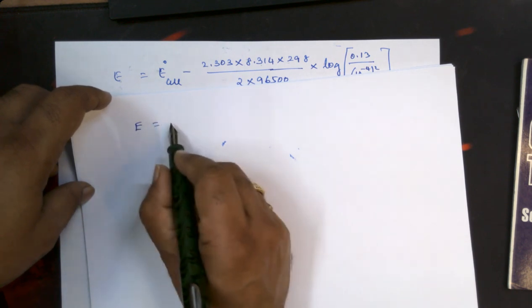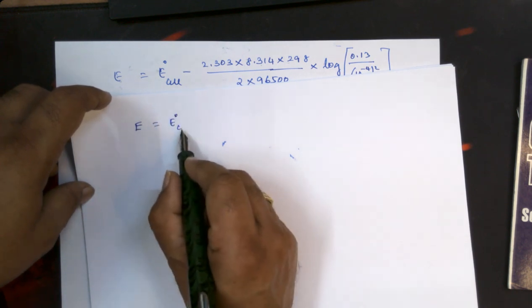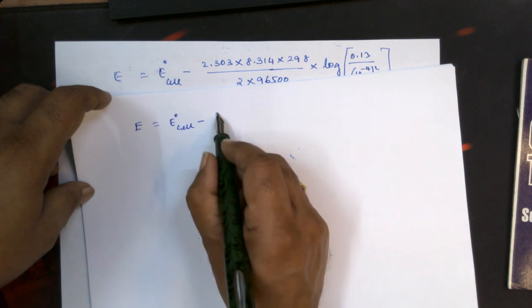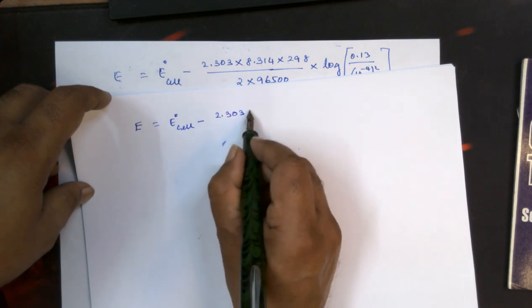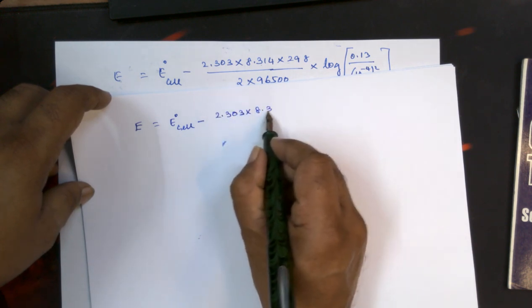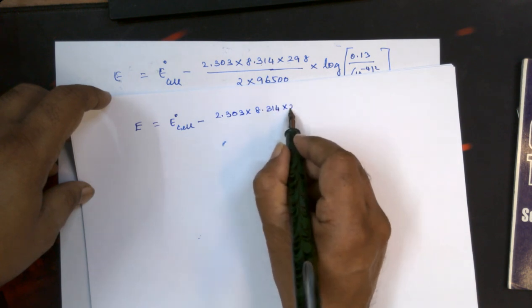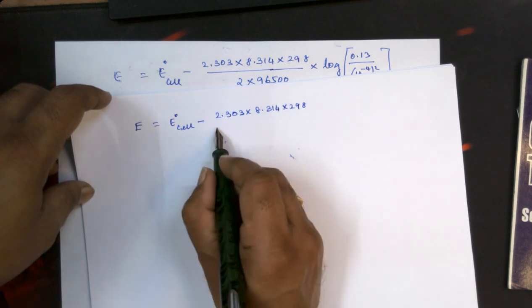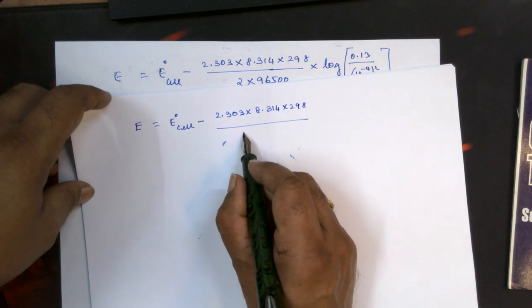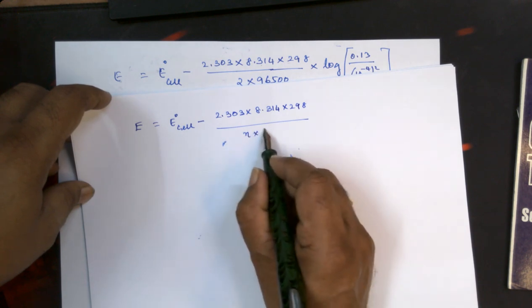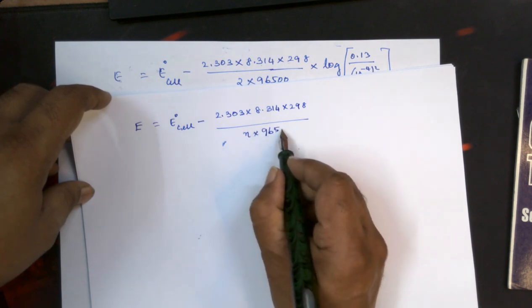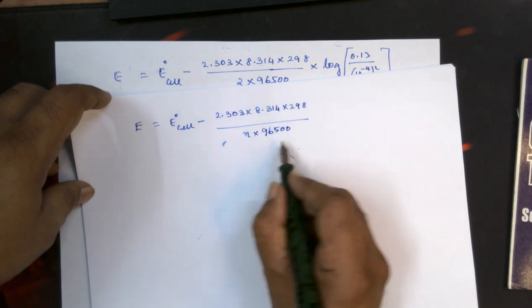E naught cell minus 2.303 into 8.314 into 298 divided by n into 96,500. So we will work out this.